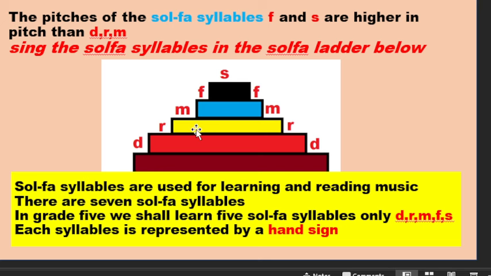The pitches of the solfa syllables fa and so are higher in pitch than the other three syllables do, re, mi. Those two are the highest. Singing the solfa syllables in the solfa ladder below: do, re, mi, fa, so, so, fa, mi, re, do. Solfa syllables are for learning and reading music. There are seven solfa syllables, but in grade 5, we shall learn five solfa syllables. That is, do, re, mi, fa, so.